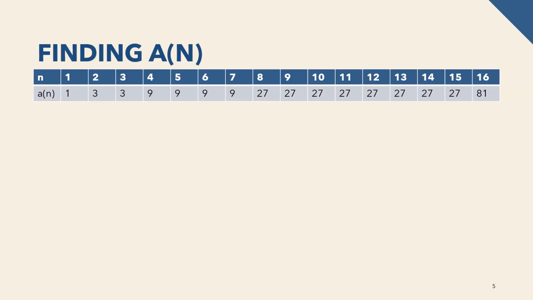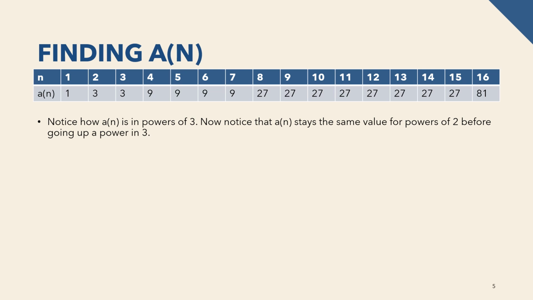So the first thing to do is to find the function a of n, which gives us the values for the coefficients of alpha. So the first thing you want to do is to make a table of a of n values. The first thing you'll notice is we have powers of 3. So we have 1, 3, 9, 27, 81. And the second thing to notice is that a of n repeats itself, and the number of times it repeats itself are in values of powers of 2. So we have 1, 1, 2 3s, 4 9s, 8 27s, and so on.